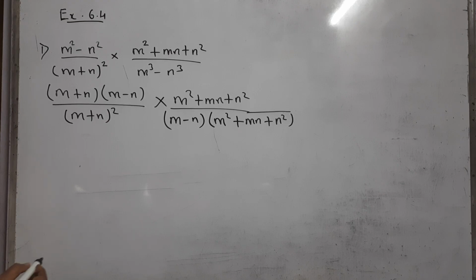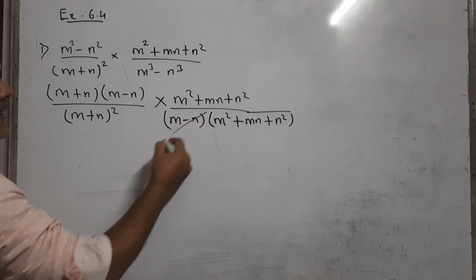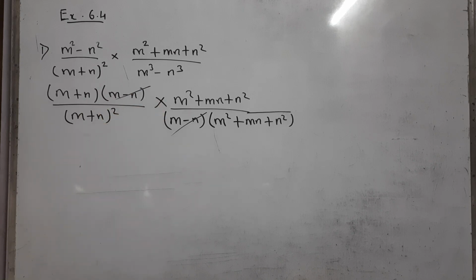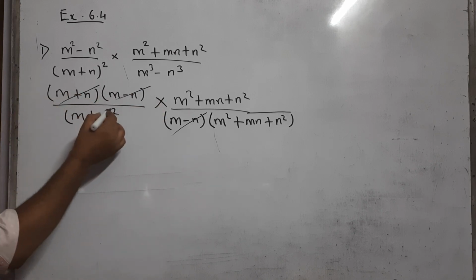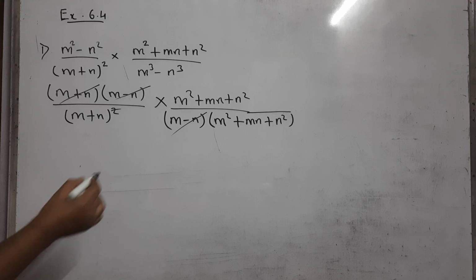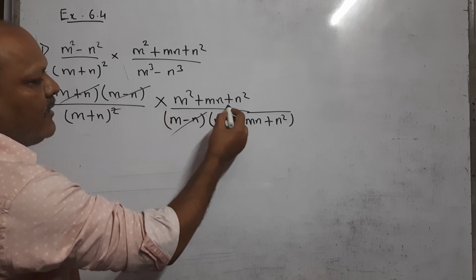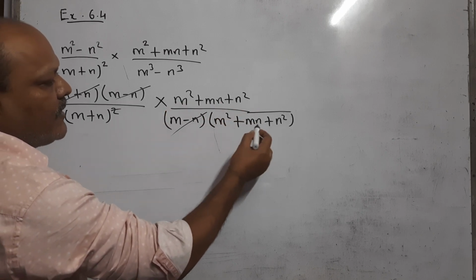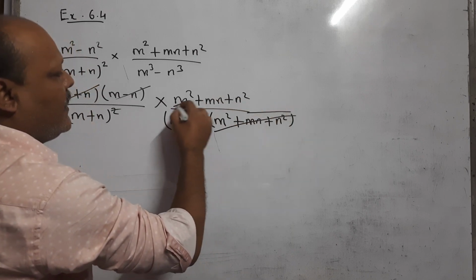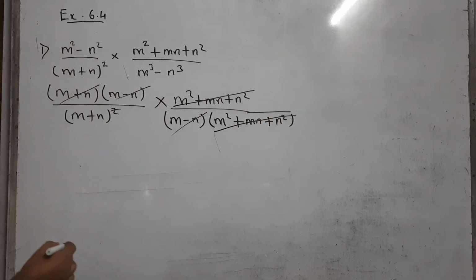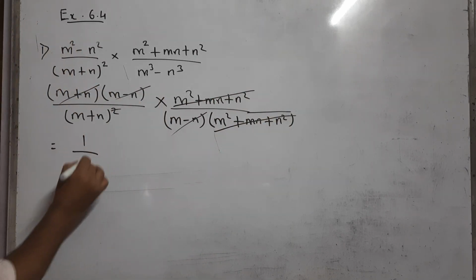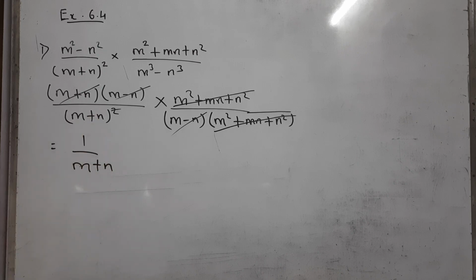Now we'll go for the cancellation. Here we can see m minus n gets cancelled, m plus n and the square term get cancelled, and here m square plus mn plus n square, and here also m square plus mn plus n square, that gets cancelled. In the numerator nothing is left, we will write 1, and in the denominator m plus n is left. This was the first sum. I hope all of you understood the first sum.